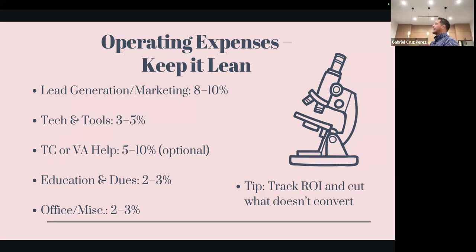Okay. So do we kind of see the trend here? We're not going to sit down and say, Zep, your lead gen's up to 11%. No, close enough. We just want to see this rough trend. Okay. Track ROI and cut what doesn't convert. That's the red light, green light.